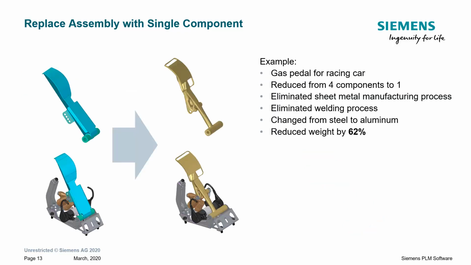This particular gas pedal was previously made of 4 components, all made from sheet metal. As you can imagine, the sheet metal process requires them to be cut out of a sheet and then bent into shape, and then finally welded together. By converting that to a 3D printed object, this allowed us to eliminate 4 components, replace them with one. We eliminated the sheet metal manufacturing process. We also eliminated the welding process. Oh, and we also changed the material from steel to aluminum, allowing us to reduce the weight of the overall assembly by 62%.